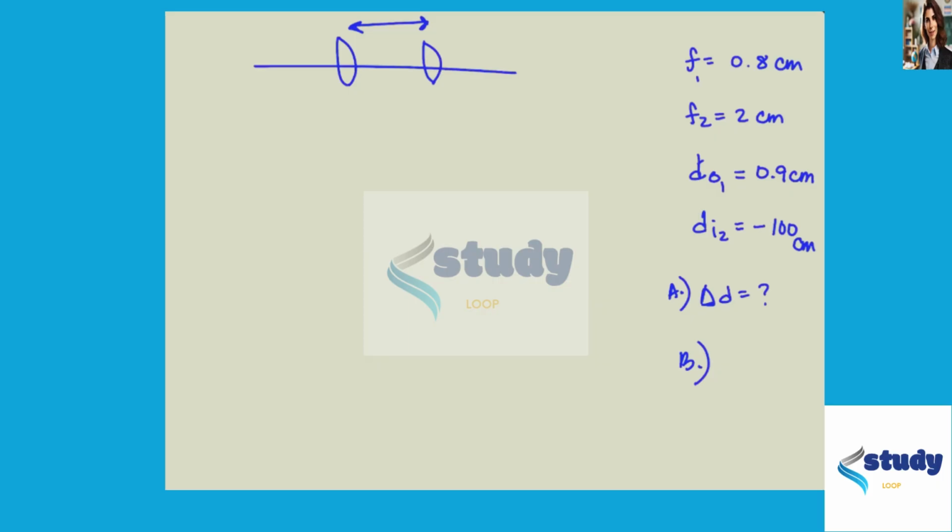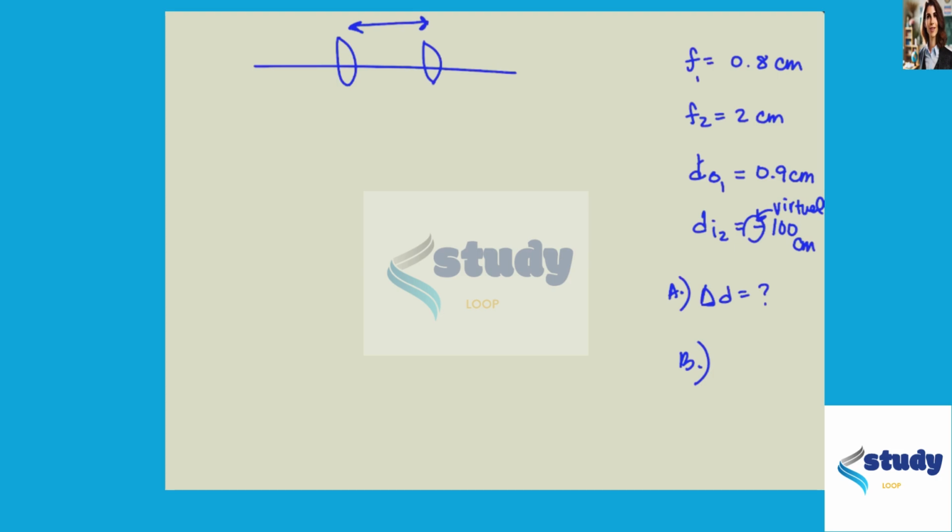In this problem, you have two lenses with a focal length of 0.8 centimeters and a focal length of 2 centimeters. It tells you in the problem that you have an object placed in front of the first lens, 0.9 centimeters away, and that the image is a virtual image, which is why I've included a negative here. This tells us it's a virtual image. It's appearing to the left of the second lens. And we want to determine what the distance between these two lenses is.